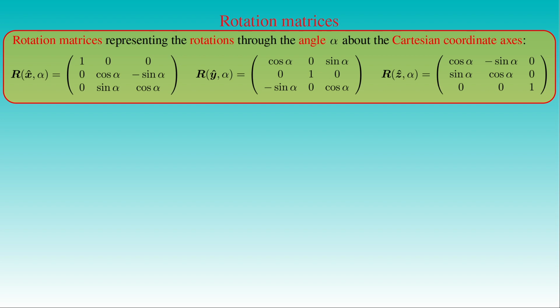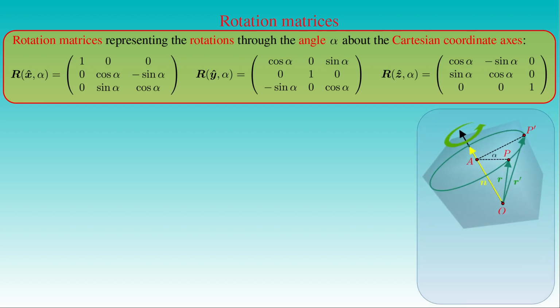In the general case, rigid bodies can be rotated about an arbitrary axis in space, and the properties of the rotation matrices for general rotations can also be determined without selecting any specific direction for the rotation axis. The figure shows a rigid body rotating about the axis specified by the unit vector n through the angle alpha. The orientation of the vector n is chosen such that it forms a right-handed system with the positive direction of the rotation.